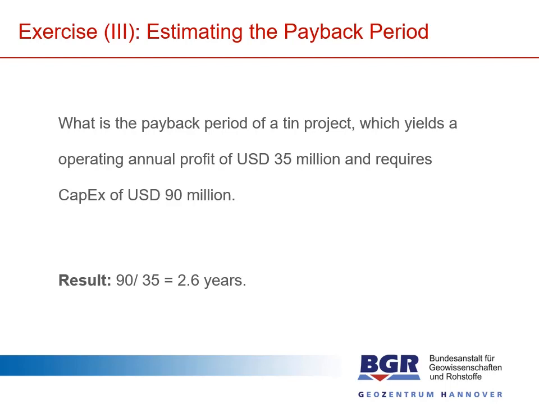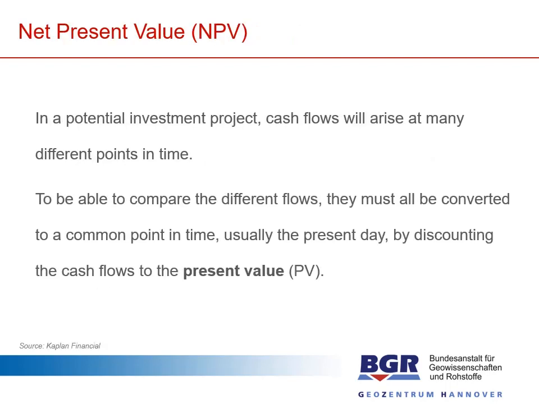What you can see here is a little exercise regarding the payback period. So if you have capital expenditure of $90 million and an operating margin of $35 million, what would be the payback period? This is just a very simple exercise, and you will all know that the correct result will of course be 2.6 years.